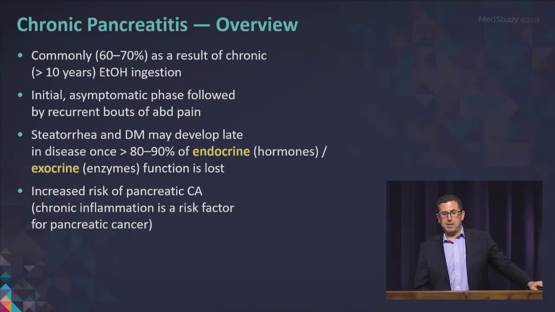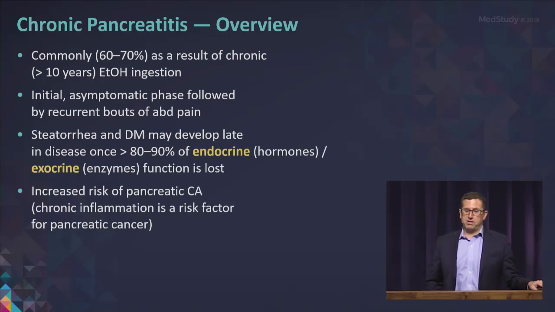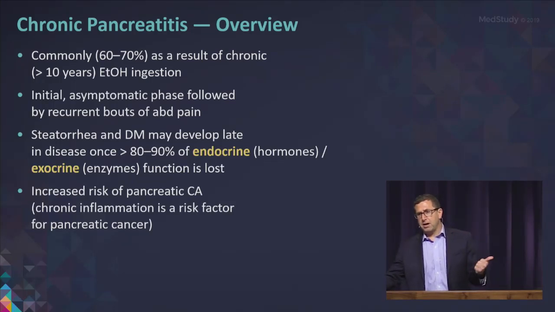Now switching gears to chronic pancreatitis. This is commonly a result of alcohol ingestion, usually for more than 10 years, although there are exceptions to this. Usually there's an asymptomatic phase followed by recurrent bouts of pain. Steatorrhea and diabetes may develop late in the disease once 80 to 90% of endocrine and exocrine function is lost. And not only can chronic pancreatitis be confused with pancreatic cancer, but chronic inflammation in the pancreas is actually a risk factor for the development of pancreatic cancer.